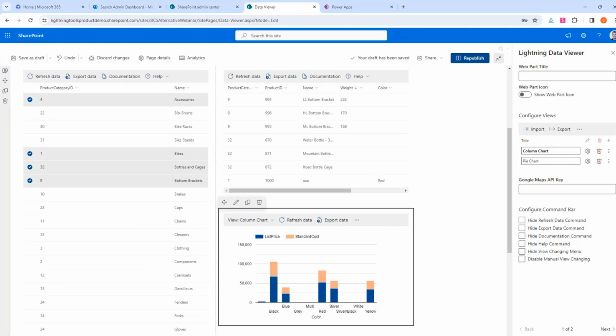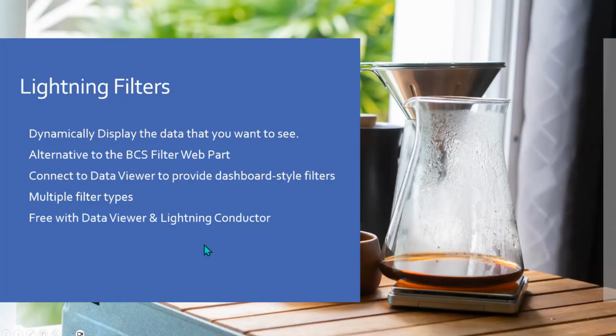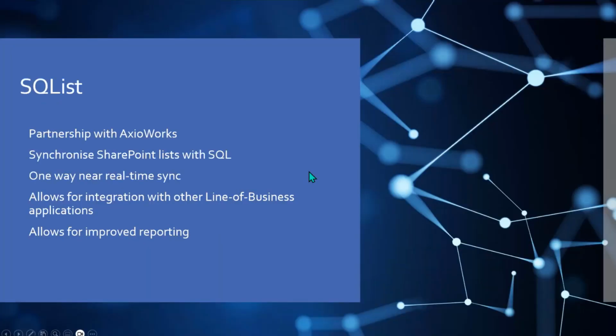All right, so we've seen the data viewer. We've had a look at lightning filters. And the final product we're going to take a look at today is SQList. So this, as I mentioned, is through a partnership where there's a great fit between some of the products that we offer and the product that AxioWorks offers, which is the SQList, and that is synchronizing SharePoint lists with SQL. And this gives near real-time sync.